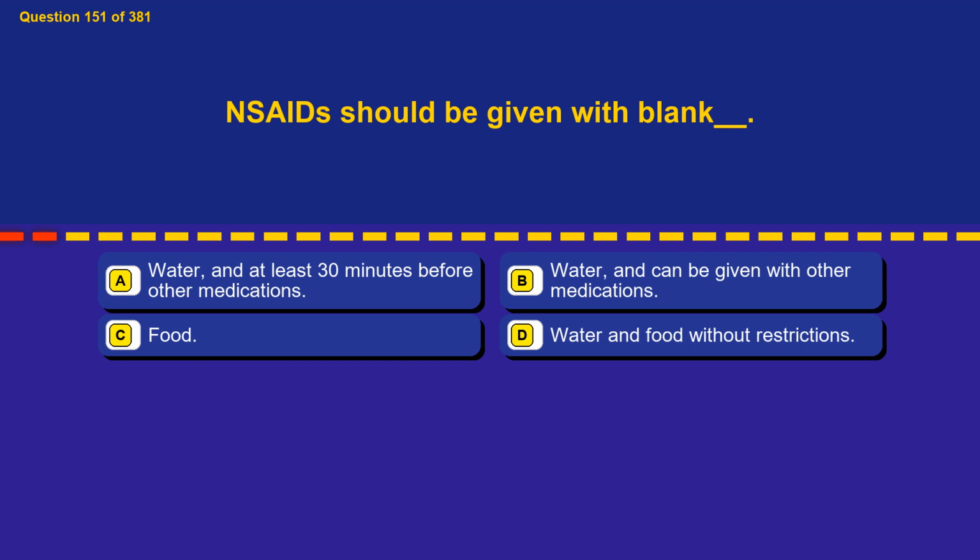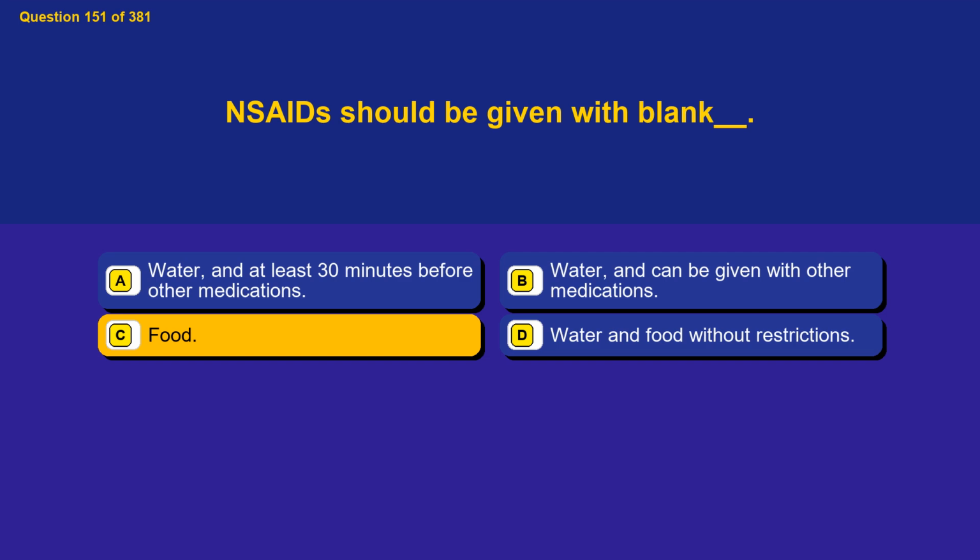Question 151. NSAIDs should be given with blank. Option A, water, and at least 30 minutes before other medications. Option B, water, and can be given with other medications. Option C, food. Option D, water and food without restrictions.